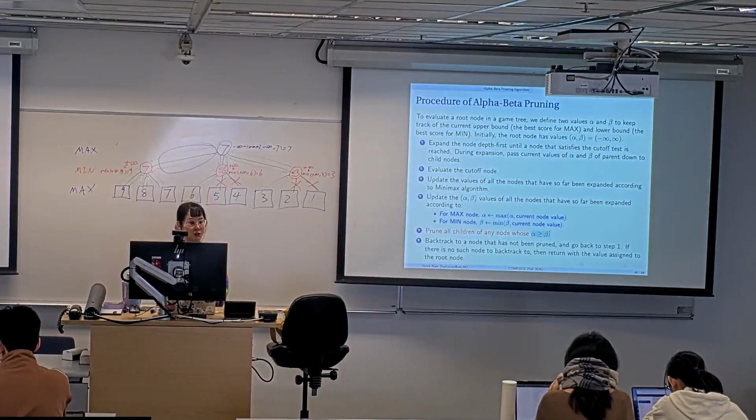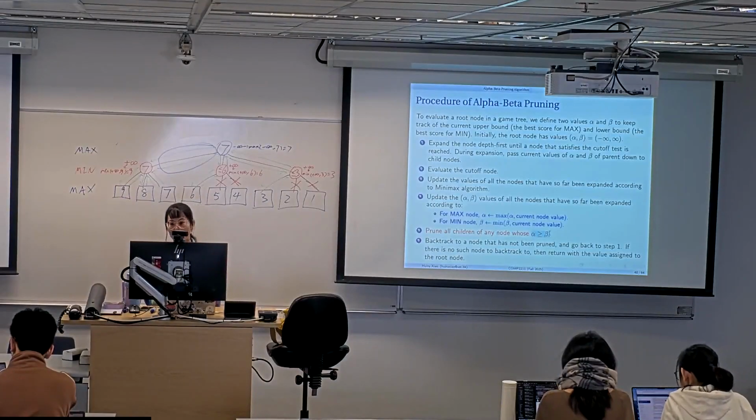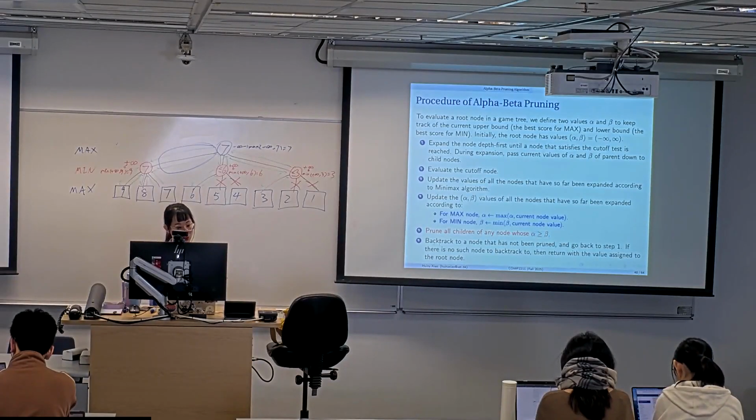Whenever this condition is satisfied, that means the max player or the min player already has some better choices elsewhere. All the children of this node are unnecessary nodes. They do not affect the final decision. They are just useless nodes because they are not good choices. After that, we need to backtrack to a node that has not been pruned, and then we go back to step 1.